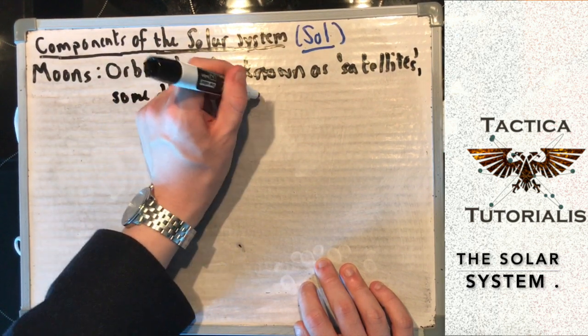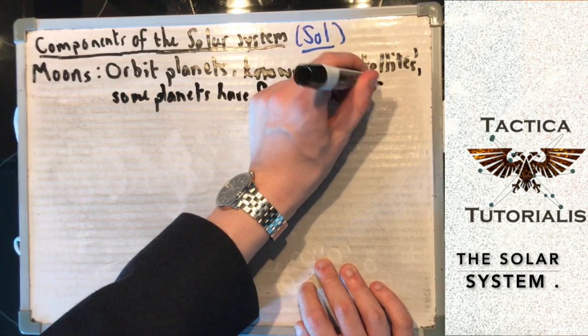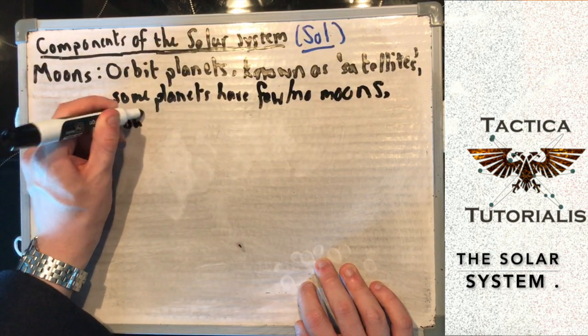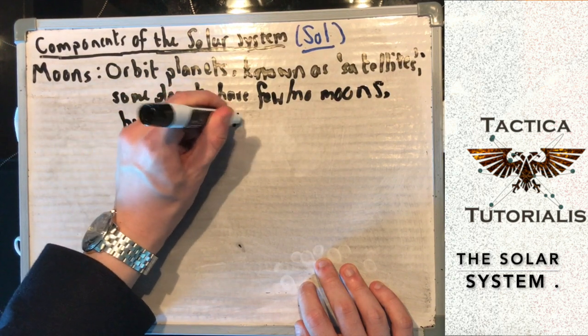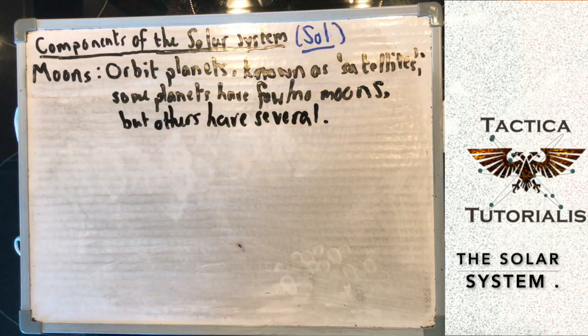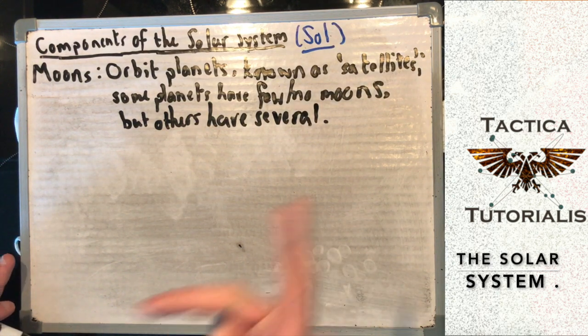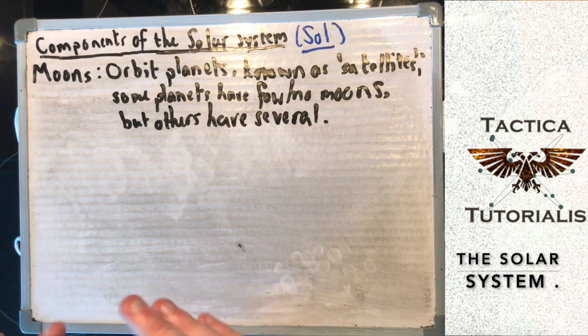Some have few or no moons. So for example, the Earth only has one, but others have several. And I do mean that in terms of, it's not just like 2 or 3. I think Jupiter and Saturn in particular have a lot of moons. I'm not going to list them all off here, but there's ones like Europa, Titan, as moons of Jupiter and Saturn respectively. Mars, I think, has 2 moons, as I recall. So moons orbit planets, and that's sort of their classification.